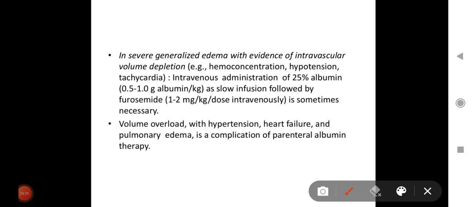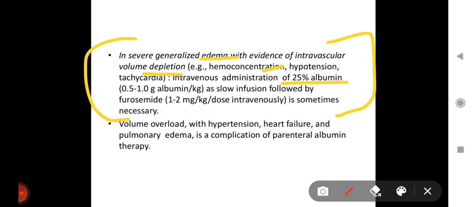That is, edema is also there, intravascular volume is also depleted, the patient is hypotensive or tachycardic, and hemoconcentration is there. So intravenous administration of 25% albumin, 0.5 to 1 gram per kg, as a slow infusion, followed by furosemide. So both of these things are to be given simultaneously, to increase oncotic pressure and then followed by diuretic.